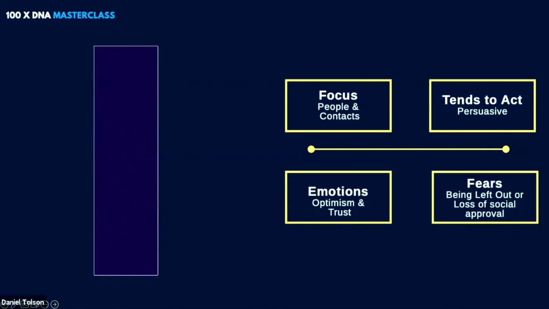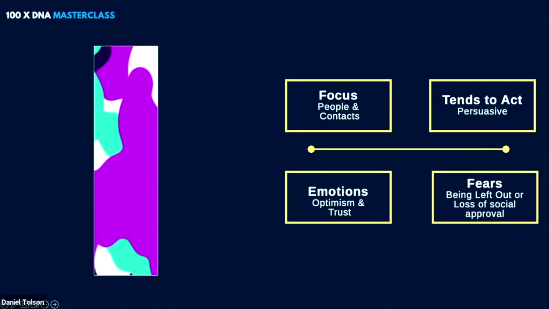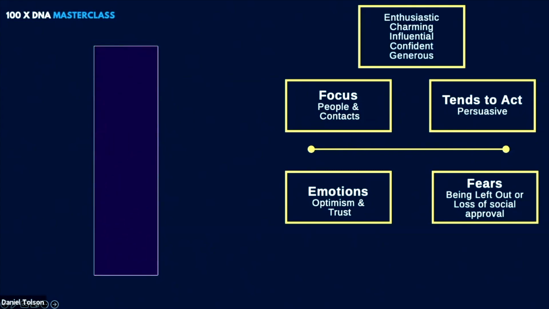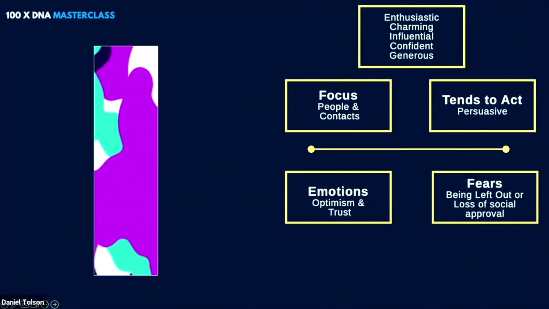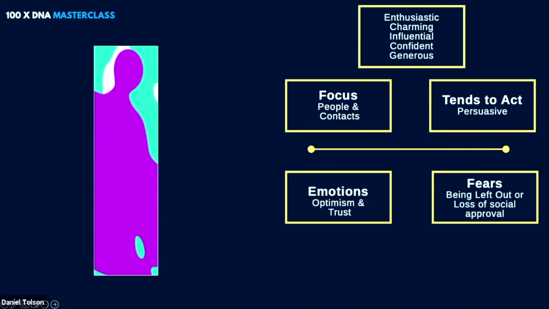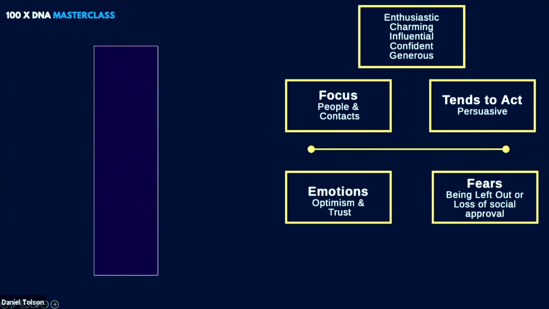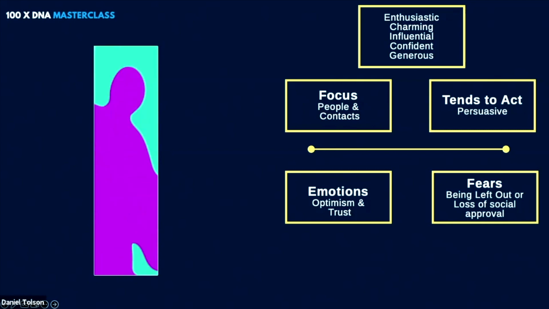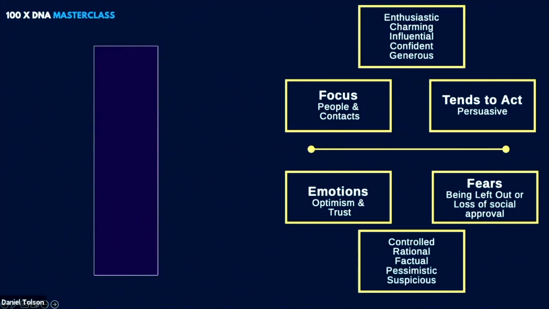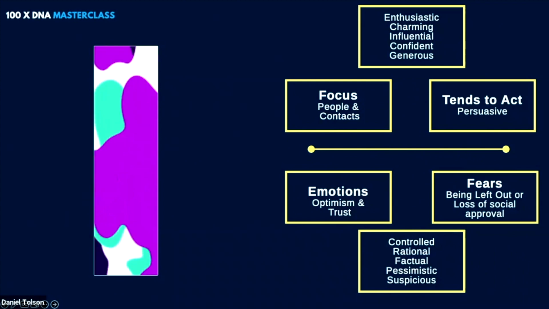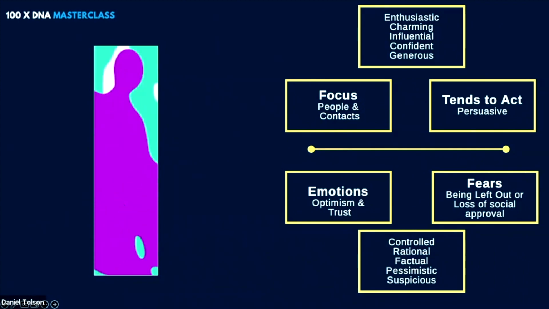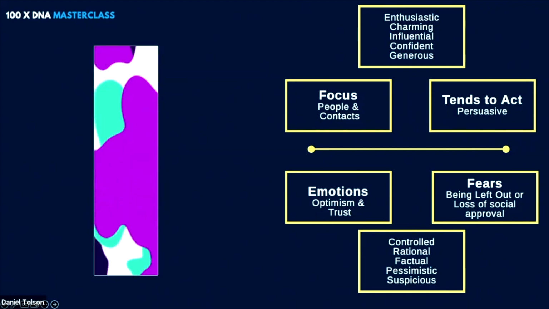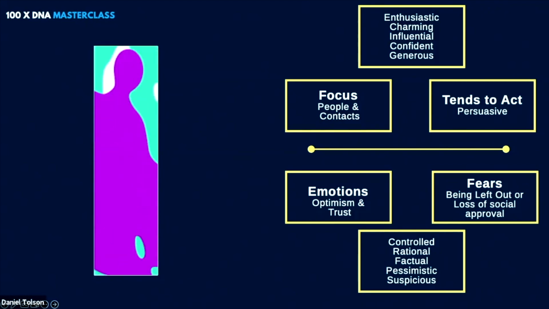Now, if your score is above 50, if your score is above the energy line and you're a high I, these are some words that might describe you: enthusiastic, charming, influential, confident, generous. If your I style is below the line and the score is 50 or below, these are some words that will describe your I style: controlled, rational, factual, pessimistic, and suspicious.